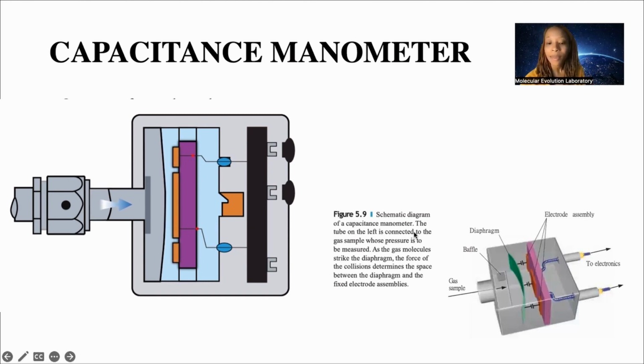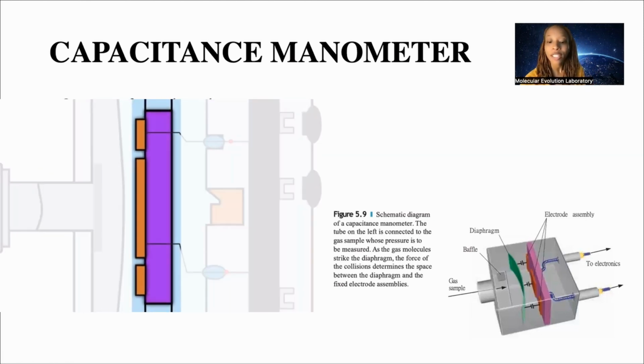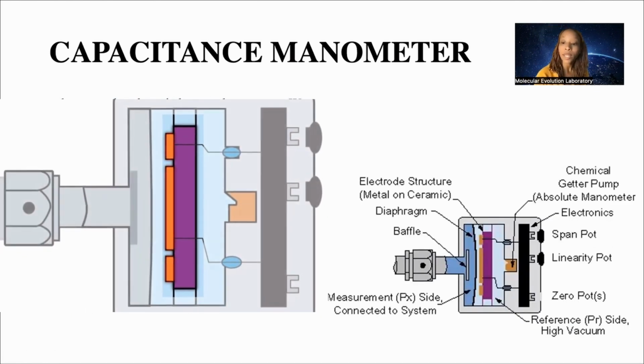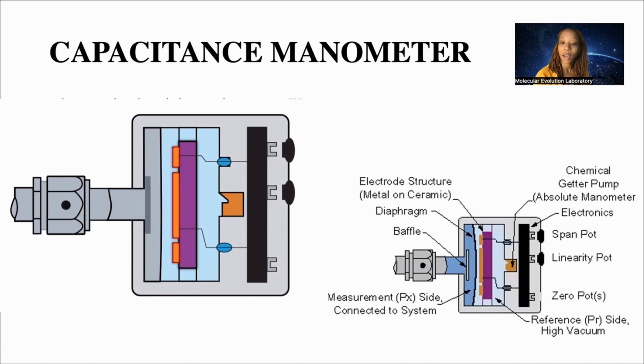So here we have a schematic diagram. The tube on the left is connected to the gas sample whose pressure is to be measured. The gas molecules will enter here and strike the diaphragm, and the force of the collision determines the space between the diaphragm and the fixed electrode assemblies. The space between the plates is kept under a vacuum.